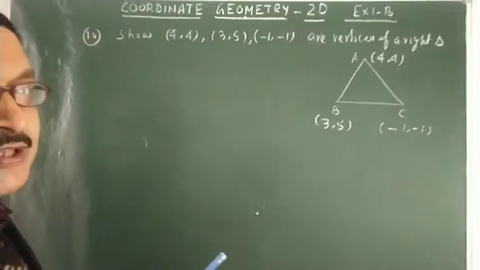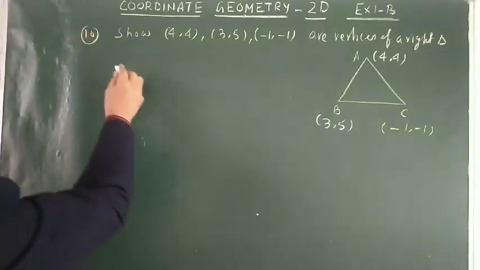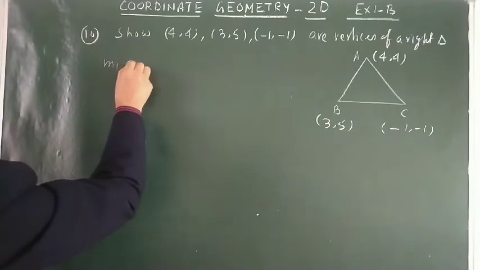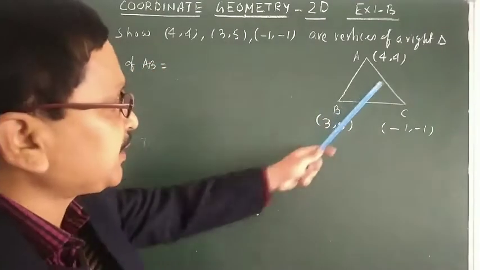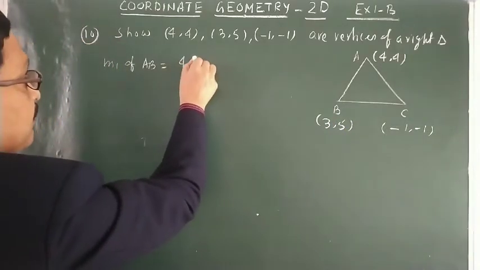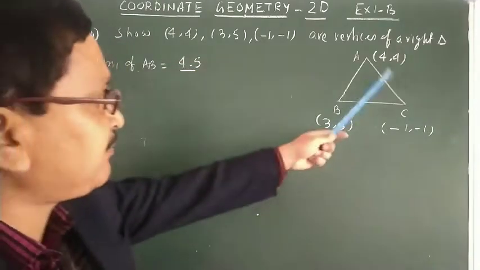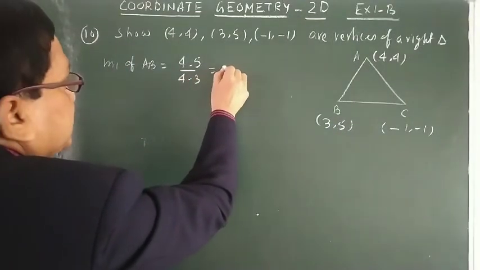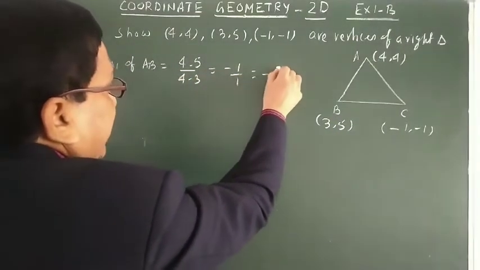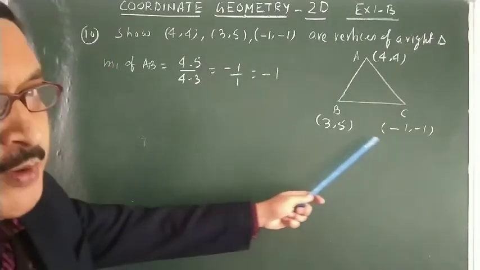After that we check the slope of AB. m1 of AB: y2 minus y1 by x2 minus x1, 4 minus 5 by 4 minus 3. So this is minus 1 by 1. This is minus 1. Now the slope of BC.